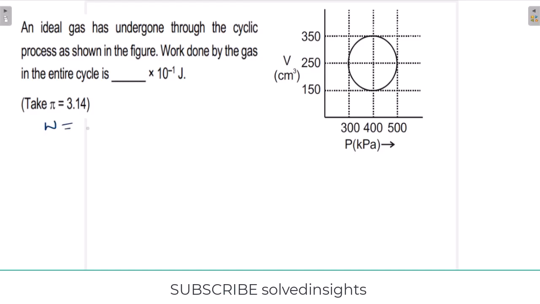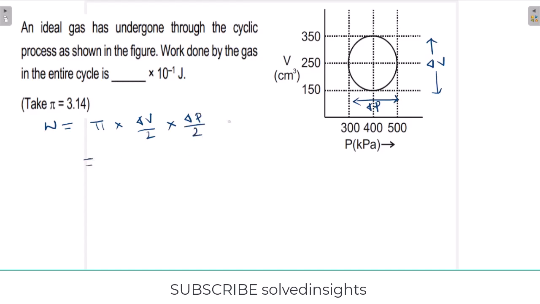So the area of this circular region is pi r square, that is here pi, and r is the radius. So here if the volume changes by delta V amount, so this is the delta V, so the radius is delta V by 2. Times, if the pressure changes by this amount, that is delta P, so the radius is again delta P divided by 2.